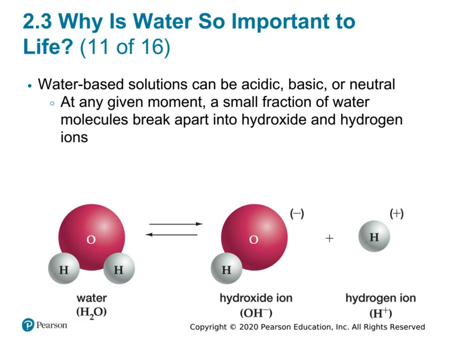Something else we can look at is pH. And we usually start with water-based solutions and how they can be changed to something that's acidic or basic or something that stays neutral. Because at any given moment, a small fraction of water molecules could break apart and become a hydroxide ion, which is OH negative, or a hydrogen ion, which is H positive. When you're looking at a beaker of neutral water, you have an equal amount of positive and negative charges, even if some of the water molecules have separated into hydroxide and hydrogen ions.